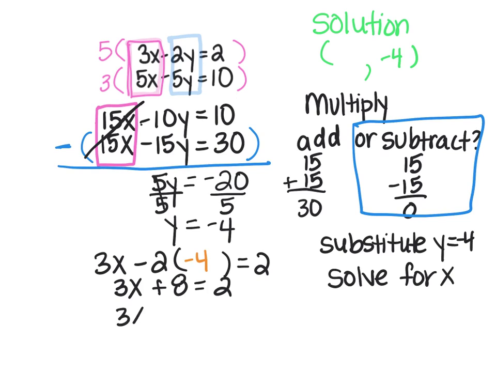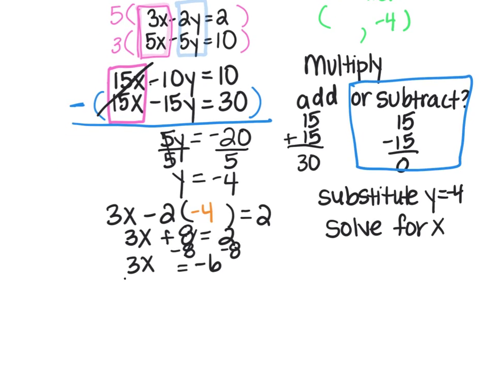All right, so I have 3x. We're going to subtract that 8. And in subtracting 8, that's going to give me negative 6. Divide by 3. And x equals negative 2.